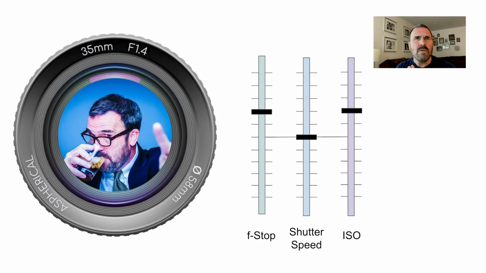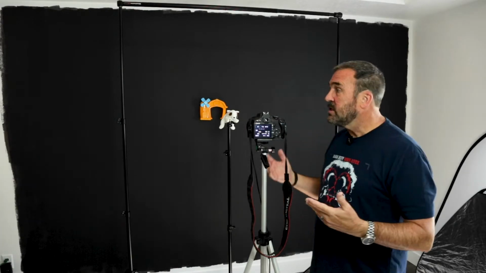Now let's move on to a real-world scenario. Okay, so now we understand basically what exposure triangle means and what it is, and that you have to compensate when you lift or decrease one setting by lifting or decreasing another setting. Okay, so let's try that in a more or less real-world situation.